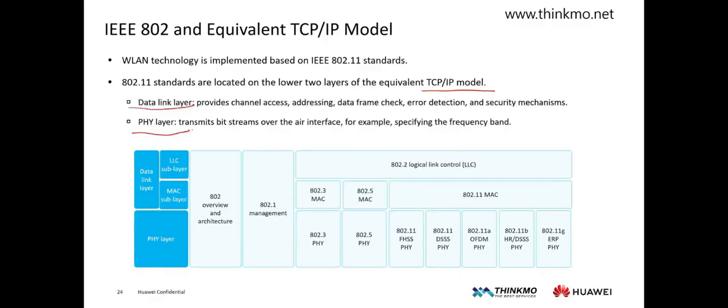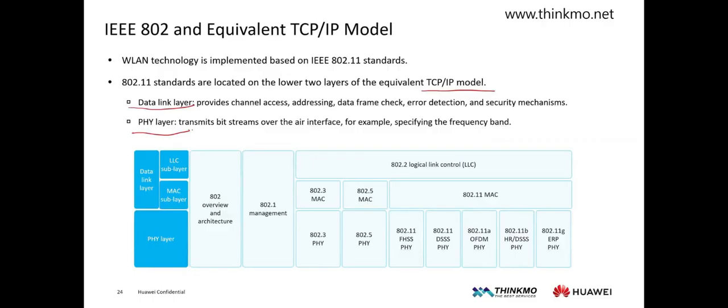Orthogonal frequency division multiplexing is a key technology. It can improve the efficiency of data transmission while reducing interference. Under different wireless standards, the modulation methods and channel utilization of the physical layer vary.